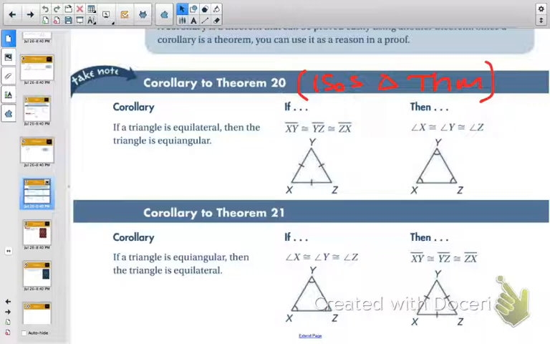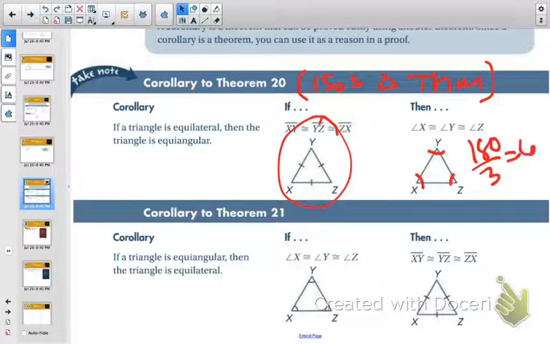So the corollary to theorem 20 says if a triangle is equilateral, then it is also equiangular. So if you have an equilateral triangle like this, then all of the angles should also be congruent. So this angle is the same as that angle, is the same as that angle. And because it's equilateral and equiangular, we know that all the angles should be the same. Since they should all add up to 180, we can just do 180 divided by 3 to get 60. So for an equilateral triangle, the angles are always 60 degrees.